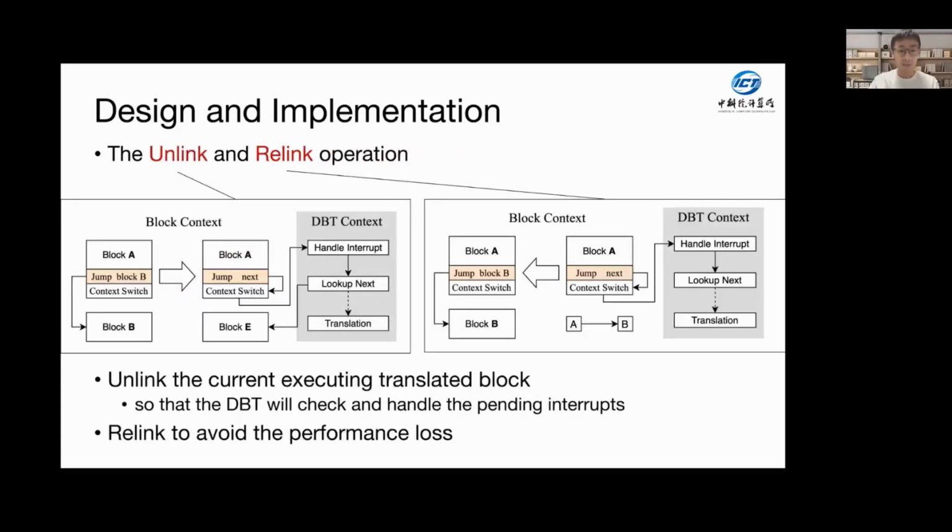For the first one, we can perform the unlink operation on the translated block that is currently executing. After that, the execution flow will be redirected to the context switch. Then the dynamic binary translator will check and handle the interrupt after context switching. On the opposite, the relink operation will resume the block link relationship to avoid further performance loss.